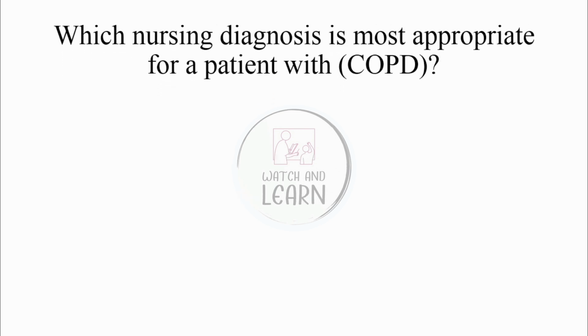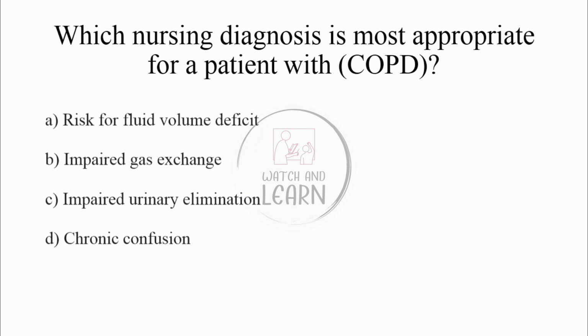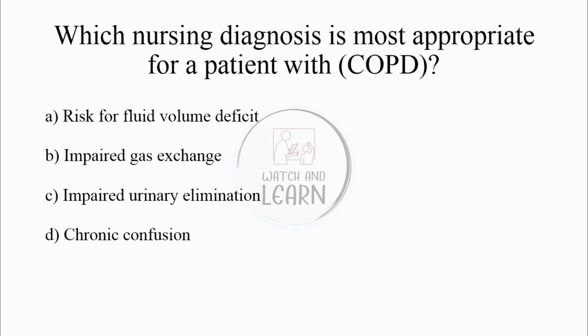Which nursing diagnosis is most appropriate for a patient with COPD? Options are option A, risk for fluid volume deficit, option B, impaired gas exchange, option C, impaired urinary elimination, option D, chronic confusion. The right answer is answer B, impaired gas exchange.